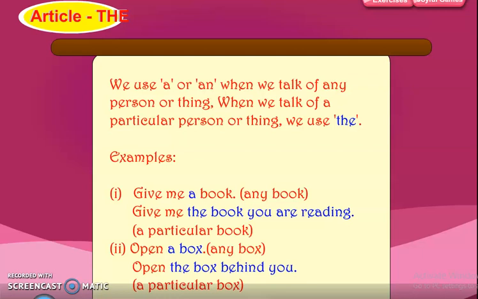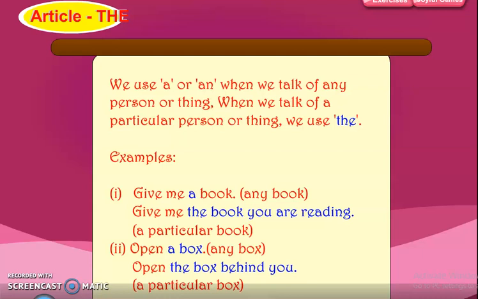Now, once we have learned how to use A and AN, now we are coming to the. When to use the? If we are talking about anything that is not specific, or a particular thing is not given, then we will use a for singular. But if we are talking about a particular thing or particular person, then we will use the. For example, give me a book. यहाँ पे आपको पता नहीं है कि कौन सी बुक के बारे में बात हो रही है. So give me a book. Second sentence is give me the book you are reading.